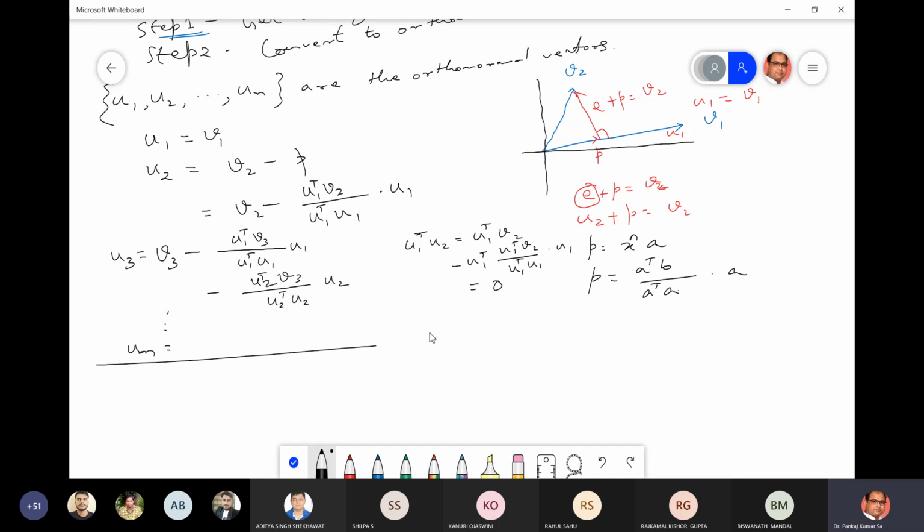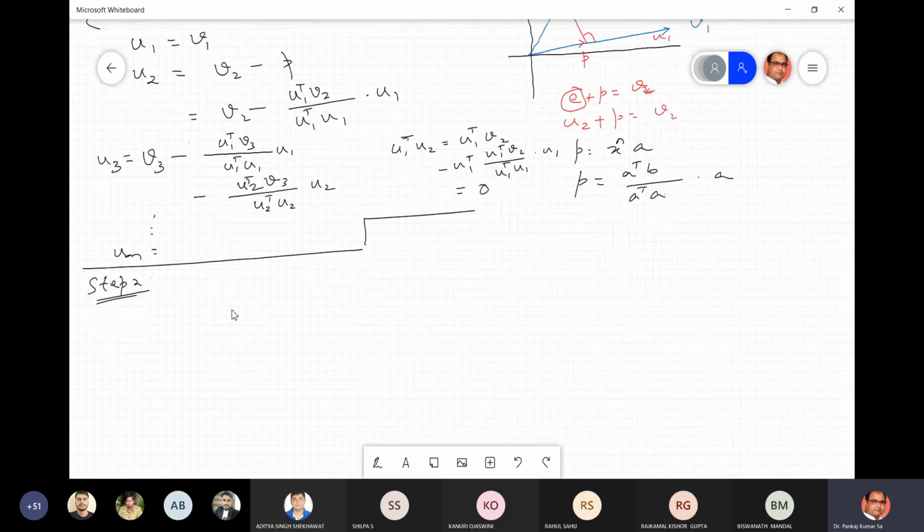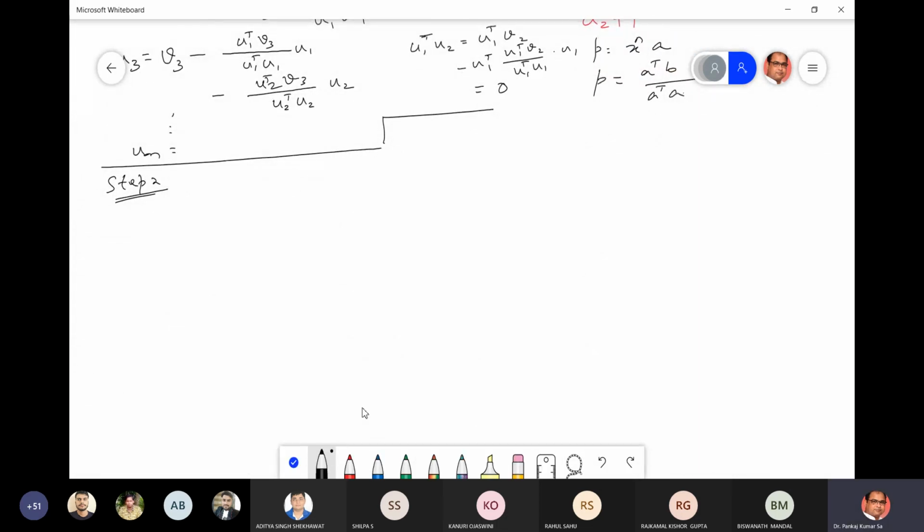Now what is step 2? Step 2 is to normalize each of them, each of these U1, U2, Un, you need to normalize them. What is the way to normalize? Divide it by its length. So U1 is equal to, what is the length formula? The length formula is the square root of U1 transpose U1.